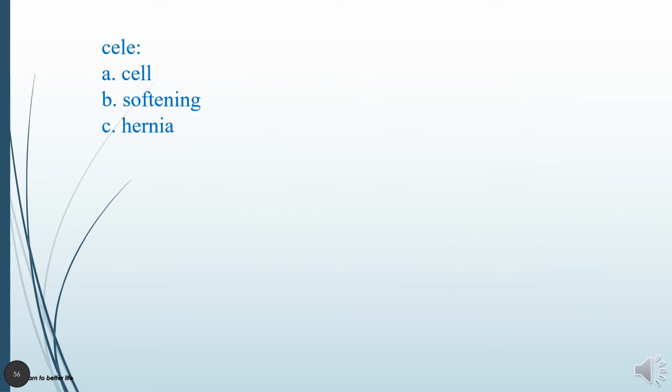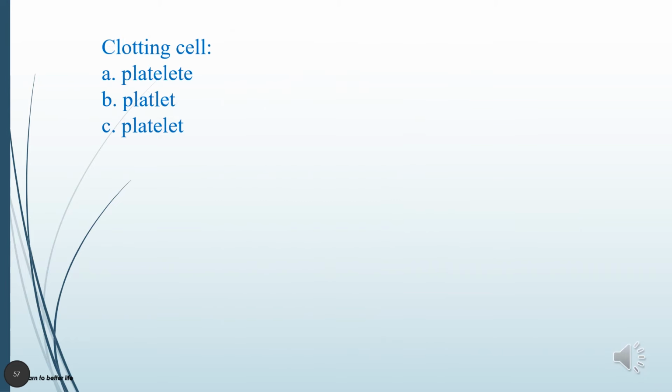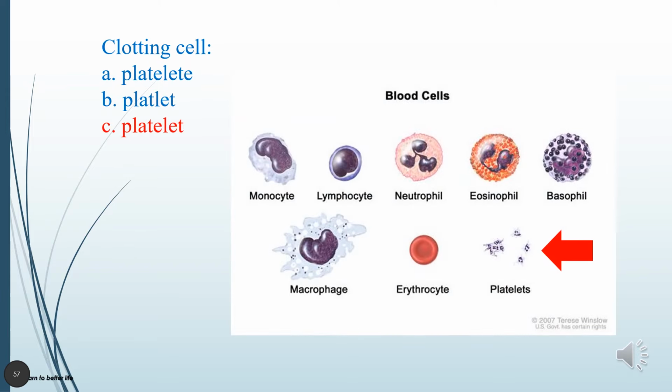Cele. A. Cell. B. Softening. C. Hernia. Cele means C. Hernia. Clotting cell. A. Platelet. The answer is C. Platelet.